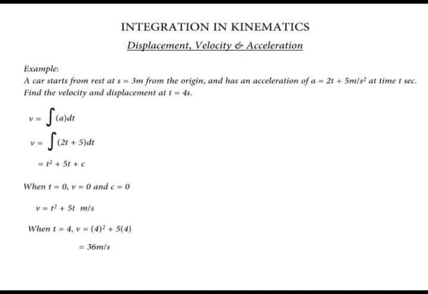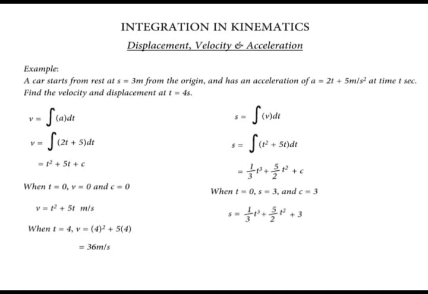Now displacement. s, displacement, is equal to the integral of v with respect to time. In this case, we integrate the expression for velocity, the integral of t squared plus 5t with respect to t. That gives us a third t cubed plus 5 over 2 t squared plus c. We add the constant. When t is equal to 0, s was 3 meters. Substituting that, we shall get c equals 3. So the expression for displacement as a function of time will be s equals a third t cubed plus 5 over 2 t squared plus 3.